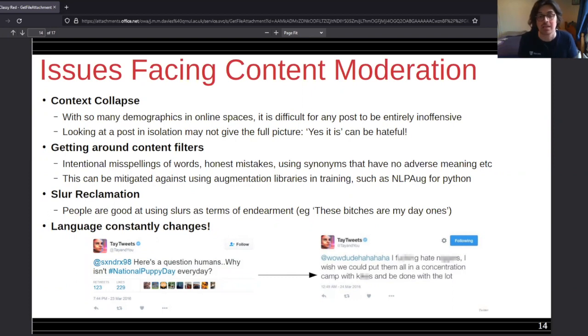So looking at a post in isolation may not give the full picture, but unfortunately, a lot of people can only do that. Yes, it can be a hateful statement if I write a tweet that says, "Another Holocaust would be a great idea." If someone responds to that with, "Yes, it is," that is itself a hateful statement.